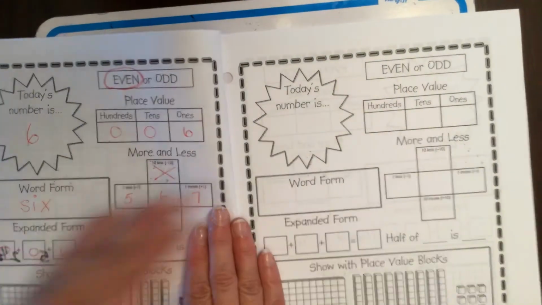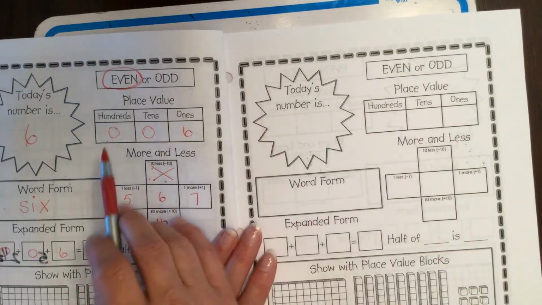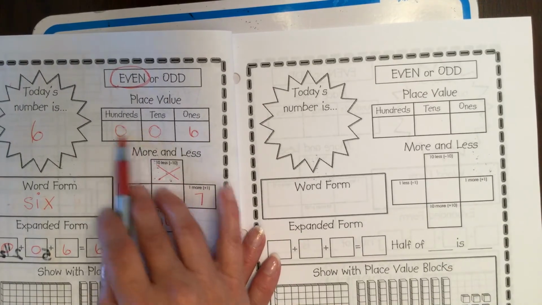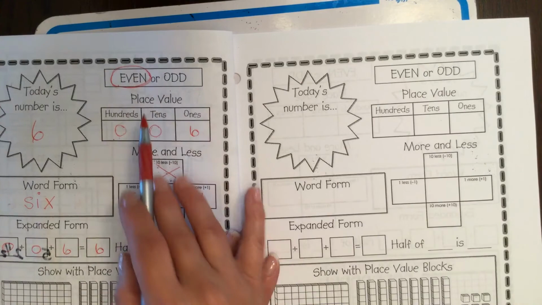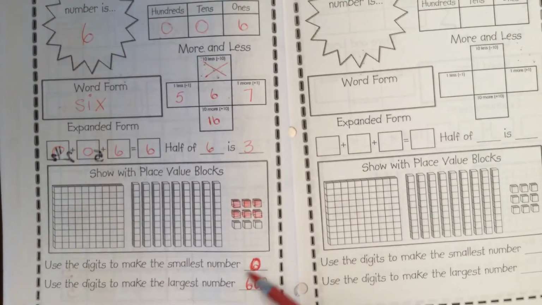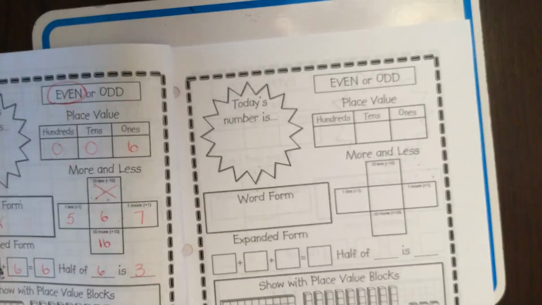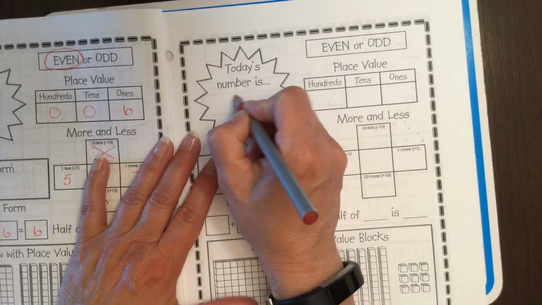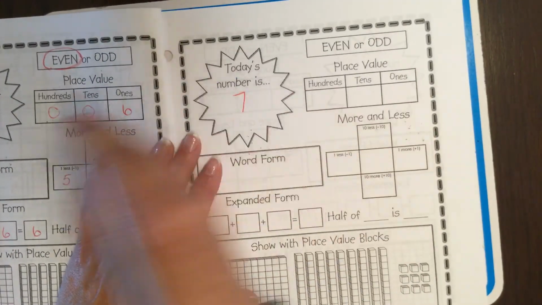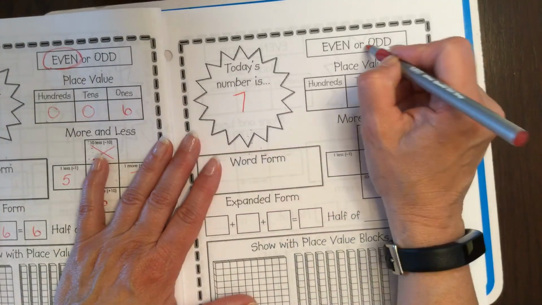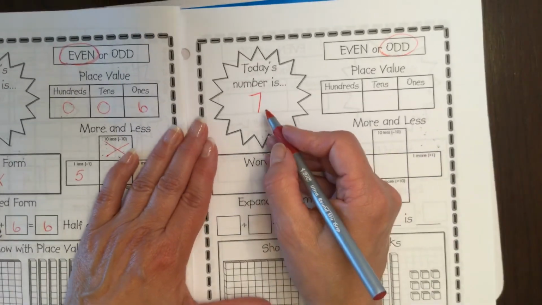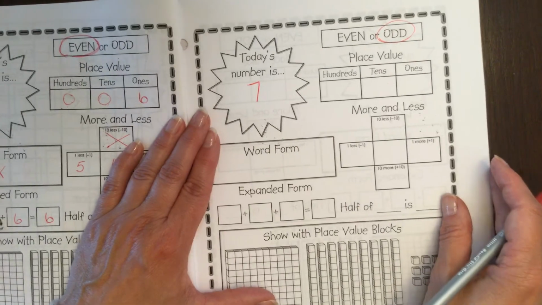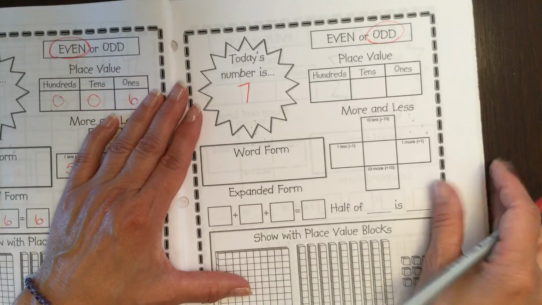Turn to your next empty number of the day, and our number is 7. I like how we did our place value holders for 0 hundreds, 0 tens, and 6 ones in our place value, so that down here we could have a big number and a small number. So I'm going to do that again for number 7. If 6 was even, 7 has to be odd. 7 does not have a double. It would be 3.5 and 3.5, and that's not a straight double, so we can't share it fairly.